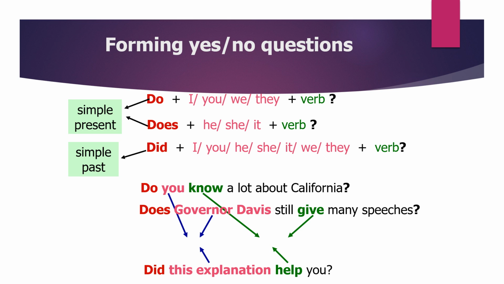But besides that, we also have the subject and the verb, right? So if you follow this formula, you're going to be fine. You're going to be able to build up perfect questions in the present and in the past.